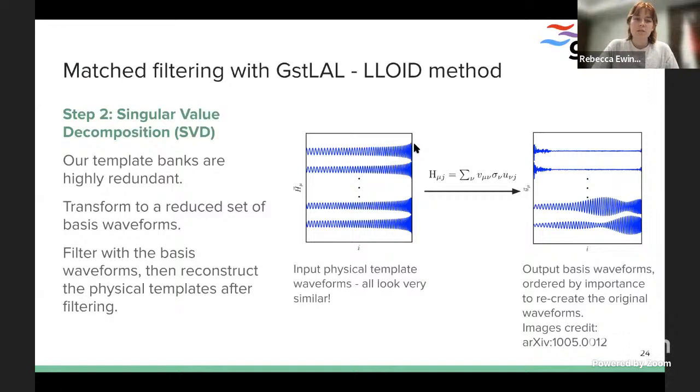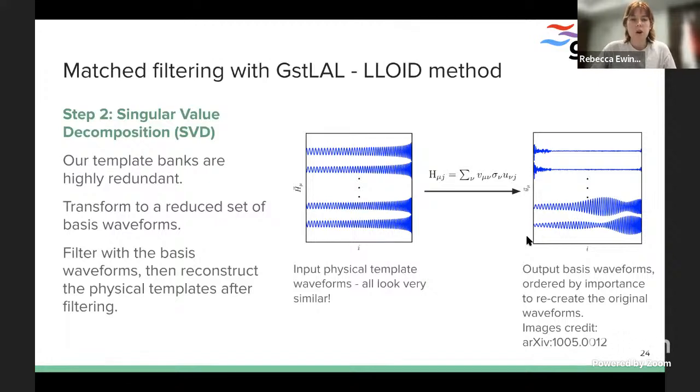So instead, what we do is you can think of each of these waveforms as just a vector, and the full set of these waveform vectors covers the space of the parameter space that we chose. What we can do is reduce the set of vectors to a set of basis waveforms, which still cover the space, but all of the basis waveforms are linearly independent.